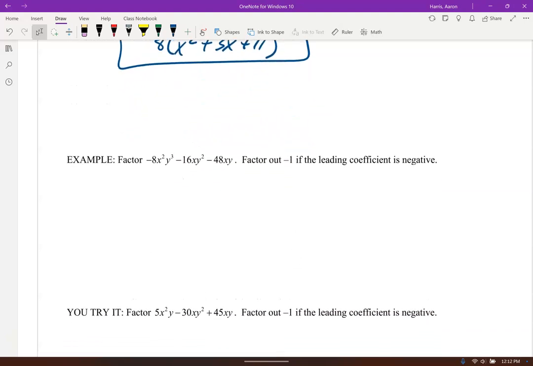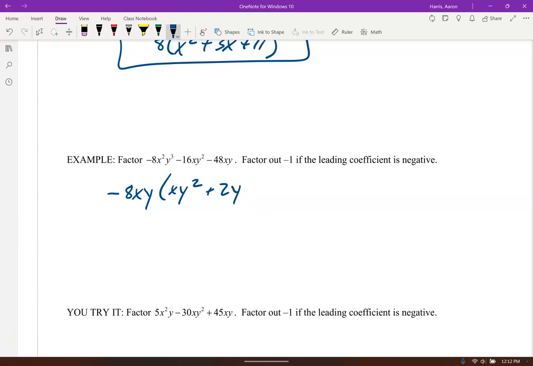All right, notice this first term is a negative, so I'm going to factor out a negative, and all those will go into 8. So I'm going to take a negative 8 out. Each of them has at least one x, so I'm going to take an x out. And each of them has at least one y, so I'm going to take a y out. So I'd be left with xy squared plus 2. I've already taken the x out and a y.